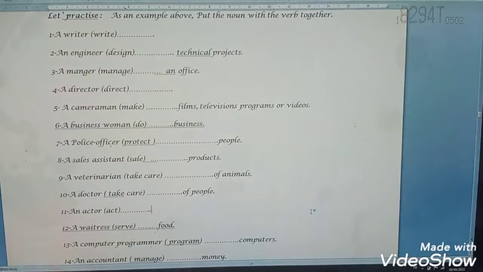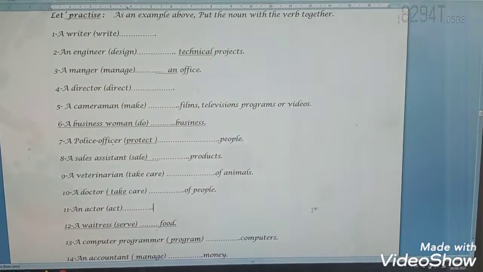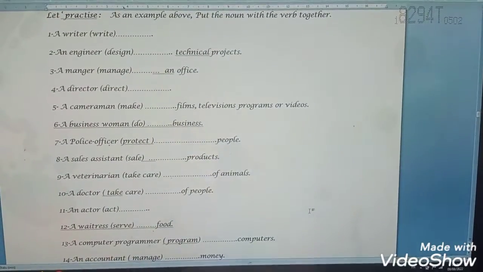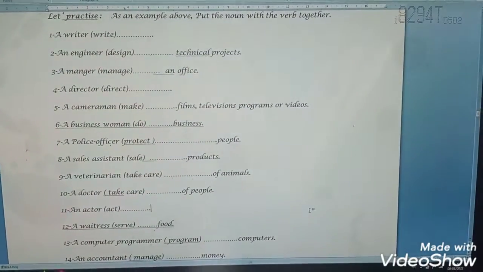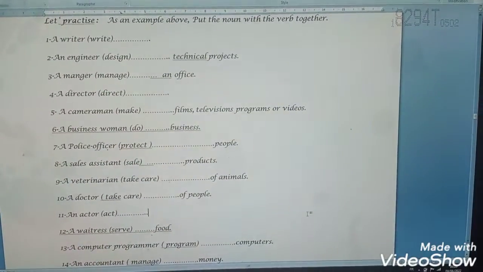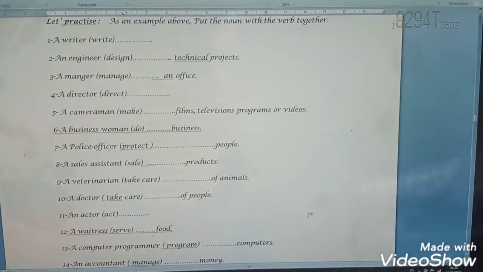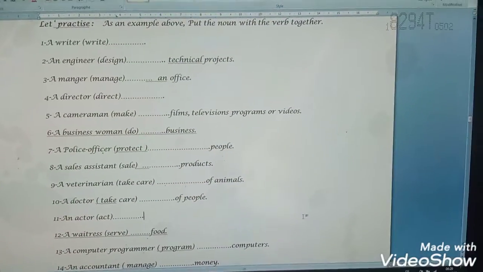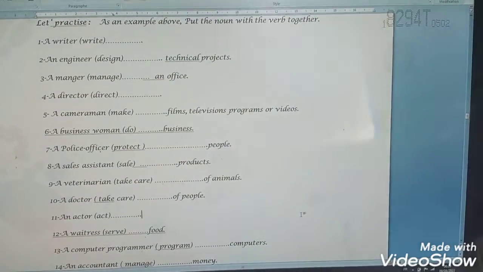Eight. A sales assistant sells products, مساعد المبيعات يبيع المنتوجات. Nine. A veterinarian takes care of animals, البيطري يحافظ على الحيوانات. Ten. A doctor takes care of people, طبيب يحافظ على الأشخاص. Eleven. An actor acts, الممثل يمثل. Twelve. A waitress serves food, النادلة تقدم الطعام.